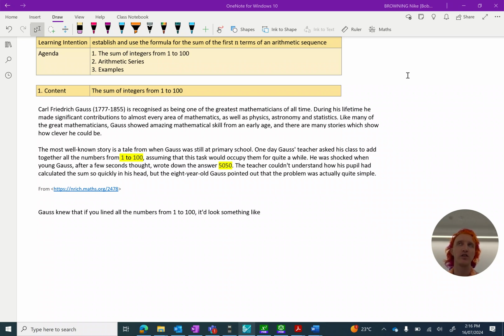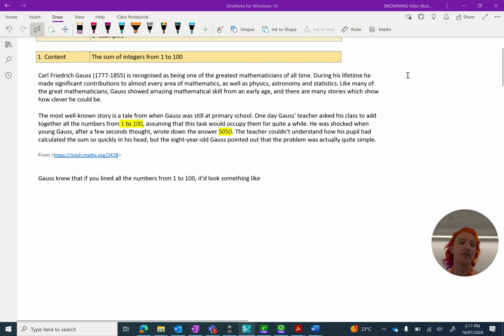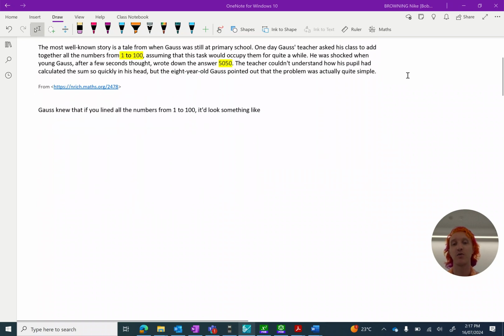A well-known story about him that I was definitely told as a student was that at the age of 8, Gauss was asked by his teacher to sum up the numbers from 1 to 100, thinking that it might take him a little bit of time and he could have a break. But young Gauss, after a few seconds of thought, wrote down the answer, 5,050, and the teacher was blown away. Gauss had learned a trick to do this, or he worked it out on the fly.